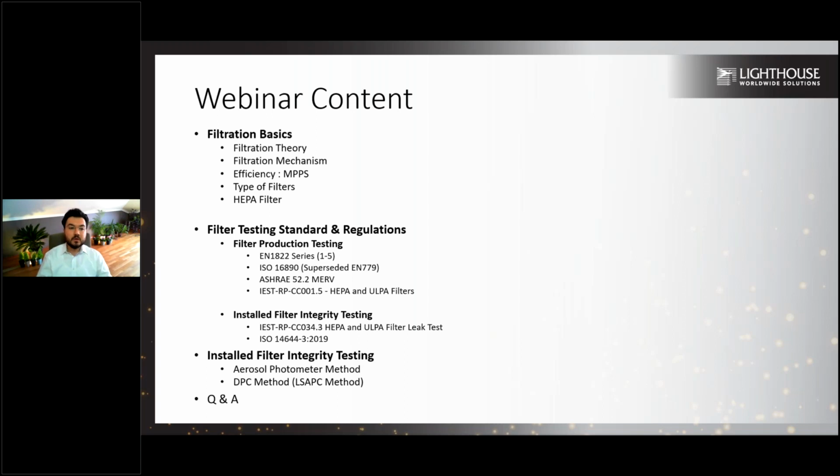Today's webinar content, we are going to start with filtration basics, and I'm going to cover standards and international regulations regarding filter testing, both production side and lab testing, as well as on-site filter integrity, installed filter system testing. And we are going to see the differences in installed filter integrity testing. There are 2 methods described in ISO. One of them is the aerosol photometer method, another is the particle counter method. So I'm going to give you brief information about these 2 methods.